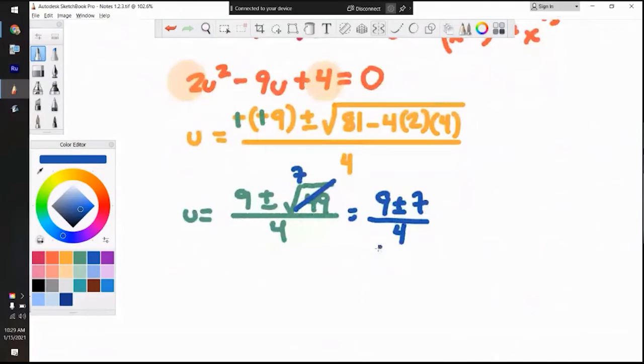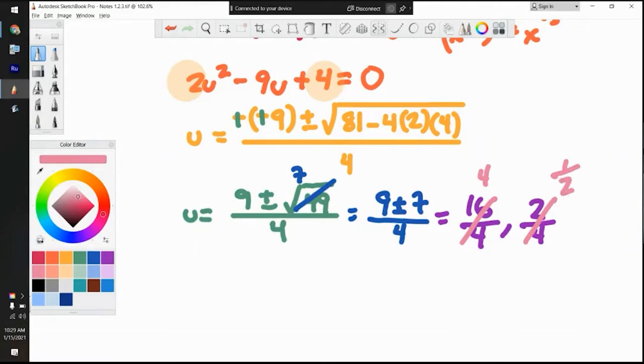All right, so we're going to do the plus version first. So it's going to be 9 plus 7 is 16 over 4. That's one of the answers. Then we'll do the minus version, which is going to be 2 over 4. So now you have 2 answers for u. So this is 4, and this is 1/2. So you have 2 answers for u.